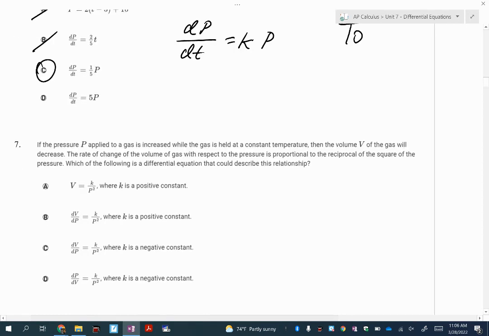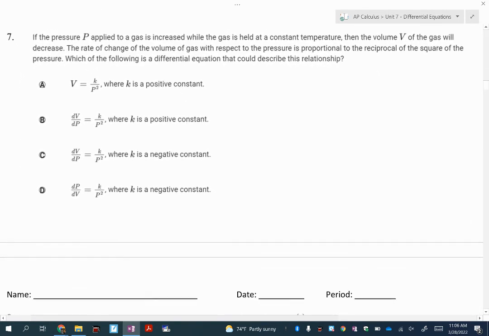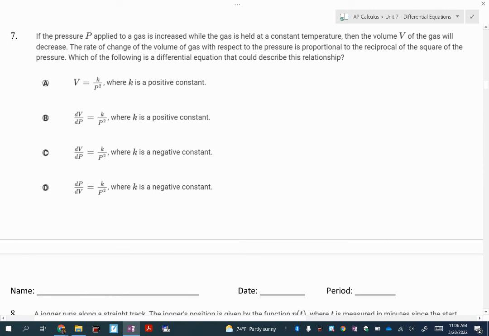Let's do 7. So we have a pressure P applied to a gas. If it is increased while the gas is held at a constant temperature, then the volume V of the gas will decrease. So that is what we call an inverse relationship. And the rate of change of the volume of gas with respect to the pressure, so dV over dP, is proportional to the reciprocal of the square of the pressure, so 1 over pressure squared. I know I'm going to have a K up there, so 1 times K, so not A and not D. So it looks like it's B or C, which makes sense, but then it's saying where K is a positive constant or where K is a negative constant.